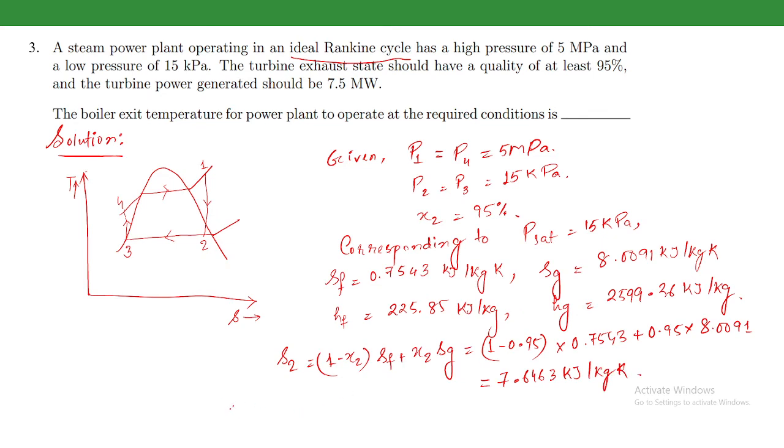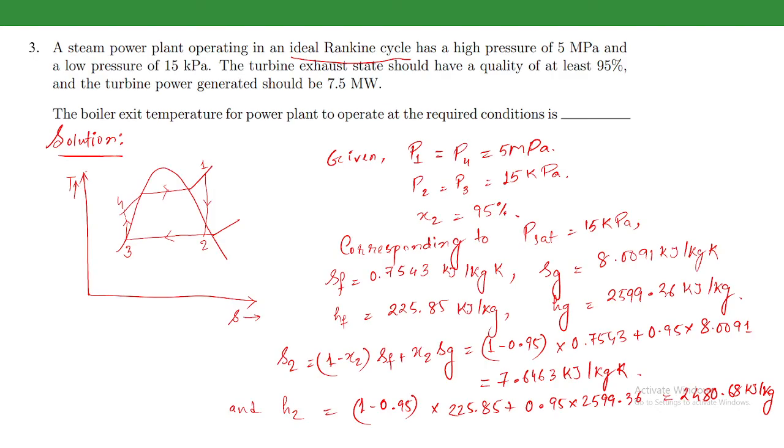Okay, and H2 will be the same: 1 minus 0.95 into 225.85 plus 0.95 into 2599.36, and this value is 2480.68 kilojoule per kg. Okay, so S2 and H2 we have found out.